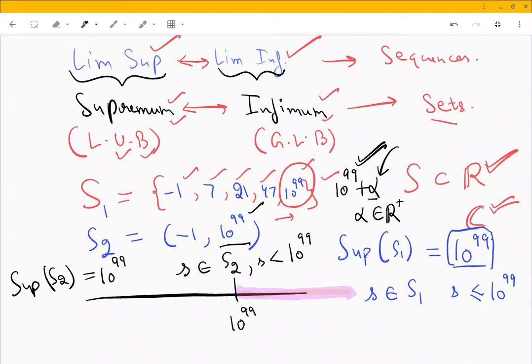But still, 10 to the power 99 is the bound because there is no real number you can identify which is just to the left of 10 to the power 99 on the number line. Like, you cannot point out a number here, say this alpha, or this beta, which is just smaller than 10 to the power 99. There is no such number.